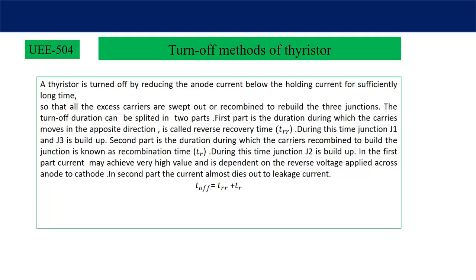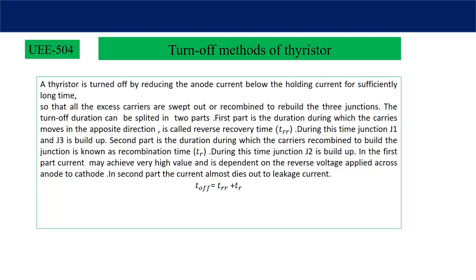In the positive half cycle, the anode is connected to the positive supply and the cathode to the negative supply, and in the negative half cycle, the anode is connected to the negative supply and the cathode to the positive supply. So when reverse voltage is applied in the negative half cycle, these carriers will automatically try to move in the opposite directions and the junction will build up. After recombination, the thyristor will be completely turned off.